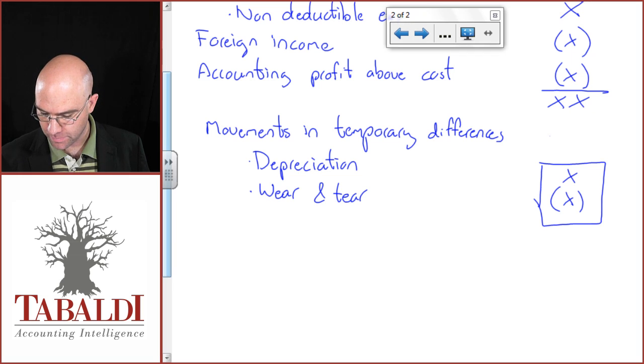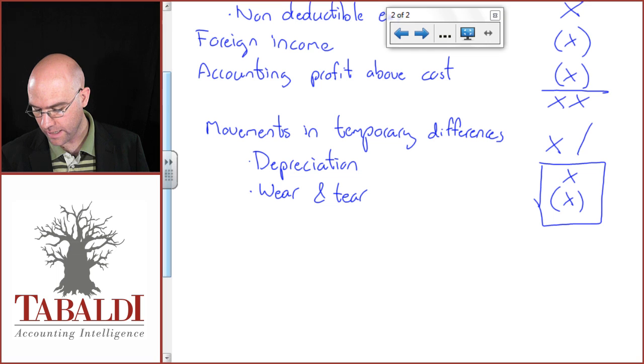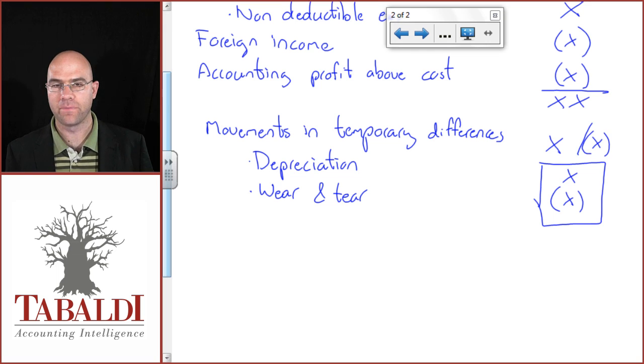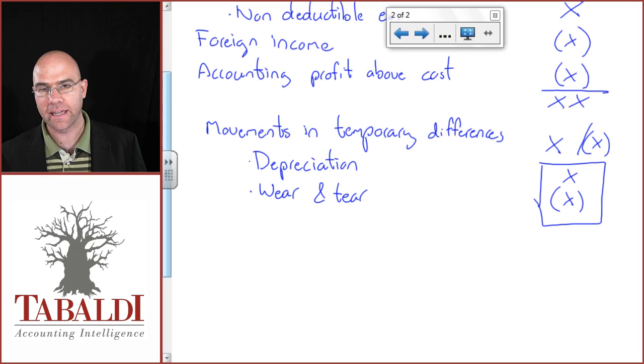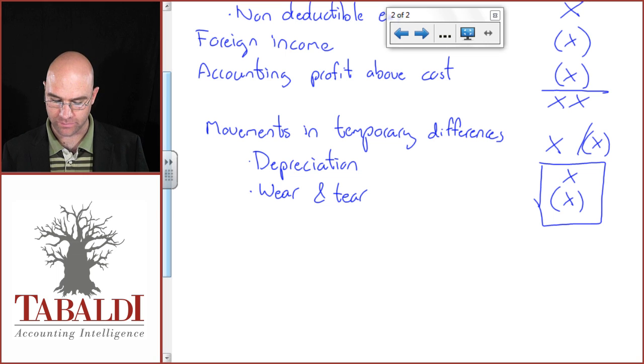Now that difference could either be a positive or a negative. If it's a positive, we're going to call that a taxable temporary difference. If we call it a negative, we're going to use that word as a deductible temporary difference.